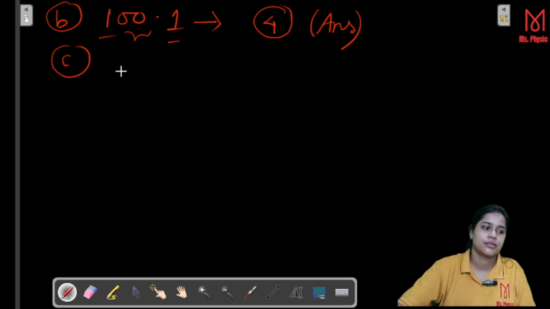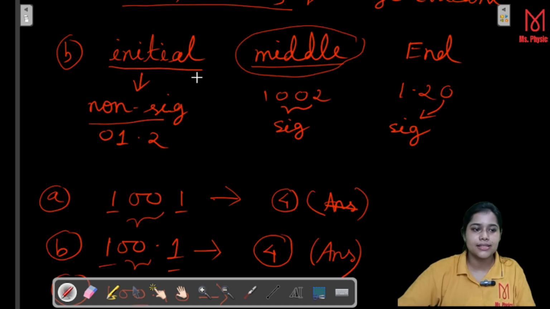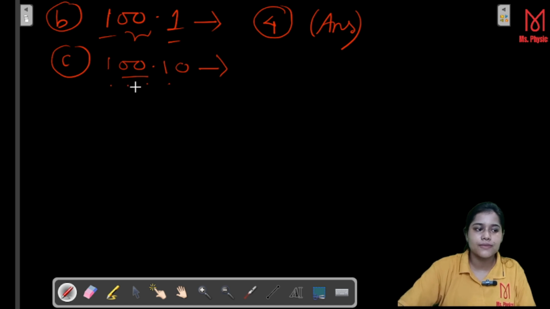The third one is given as 100.10. Now here you see that in between 1 and 1, two zeros are there. That means 1, 2, 3, 4. And here another 0 is there which is after the decimal point. And as per the end rule, this is also significant. So the total number of significant digits is 1, 2, 3, 4 and 5. So the answer would be 5. So this is the answer.